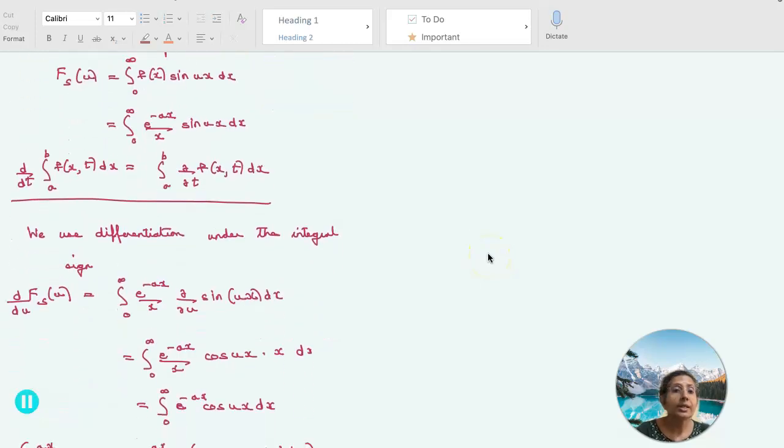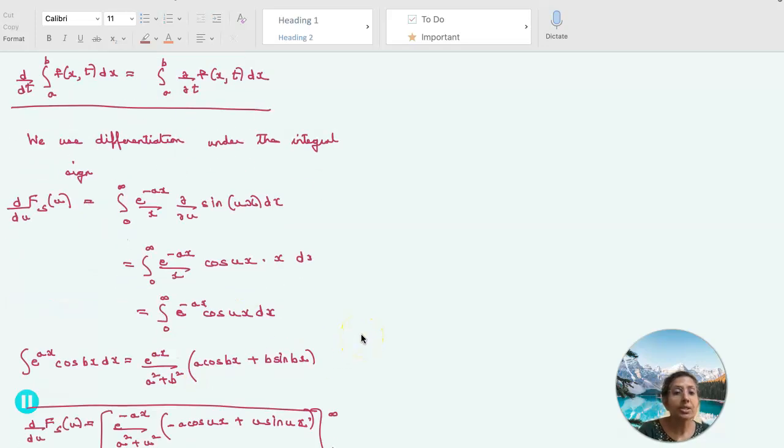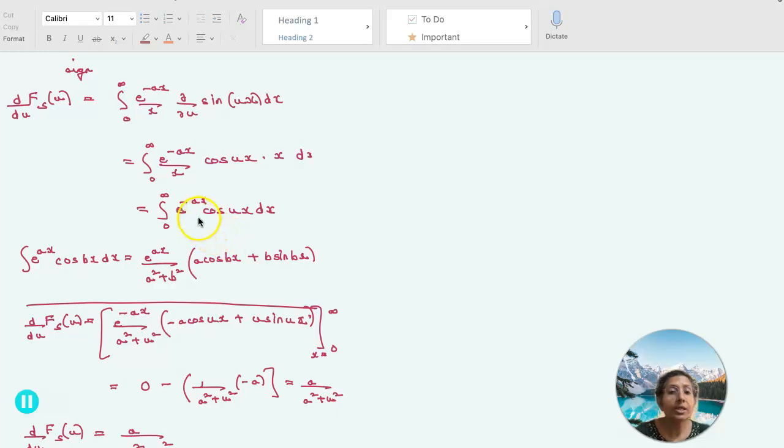So here d/du of Fs(u) will be integral 0 to infinity e raised to minus ax by x times the partial derivative with respect to u of sine ux dx, because otherwise integrating this becomes difficult. So this becomes e raised to minus ax by x cos ux into x, because you're differentiating with respect to u. So the x and x get cancelled and it is integral 0 to infinity e raised to minus ax cos ux dx. Now we have the formula integral e raised to ax cos bx dx is e raised to ax by a squared plus b squared (a cos bx plus b sin bx).